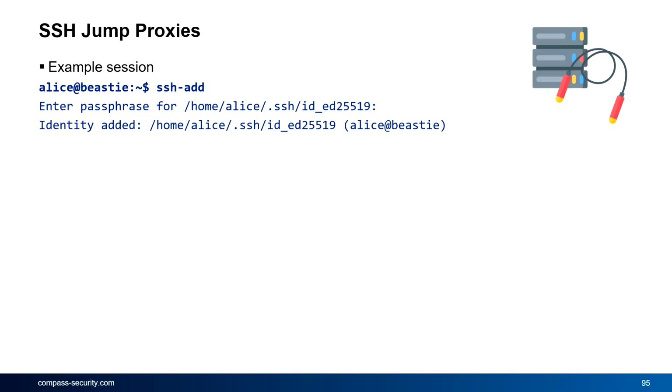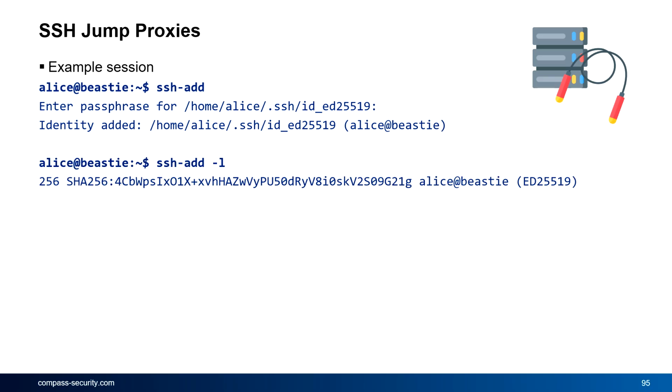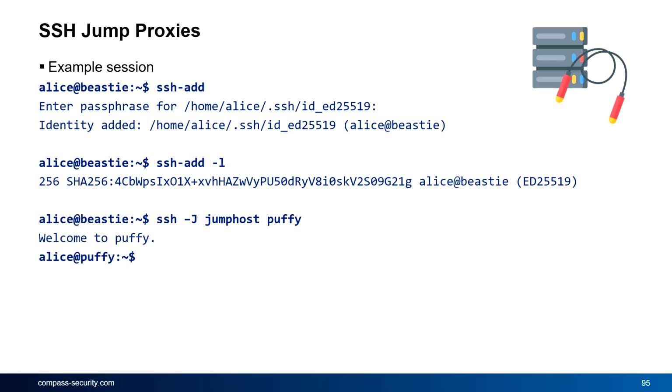This is how the SSH Jump Proxy functionality works. So first you start the SSH agent on your client, then you add the private key to the SSH agent, and then you have to provide the passphrase. Note, this is not SSH agent forwarding, this is just using the normal SSH agent on the client. Then with ssh-add -L, you can check the loaded private keys. We can see one key is loaded.